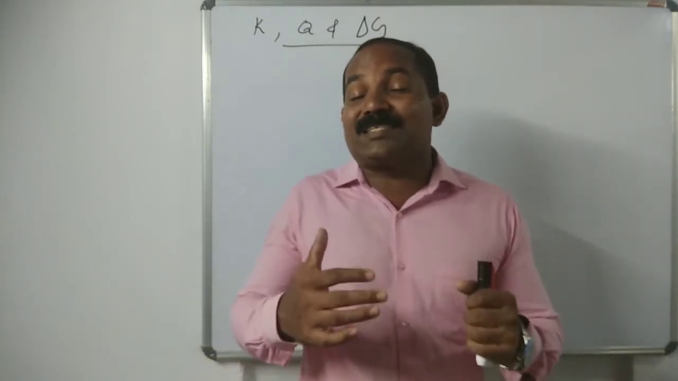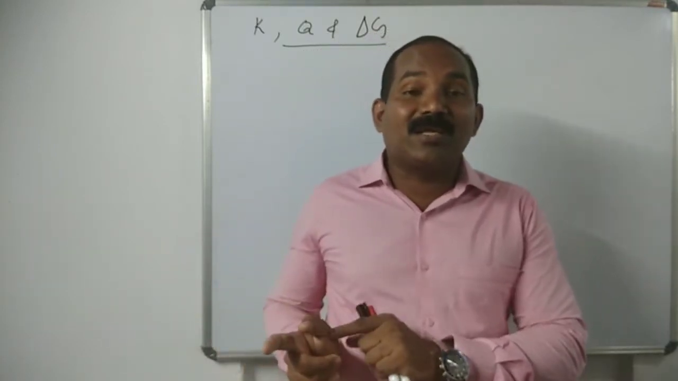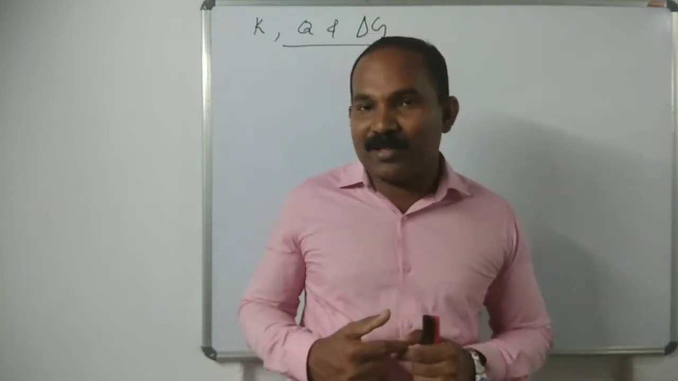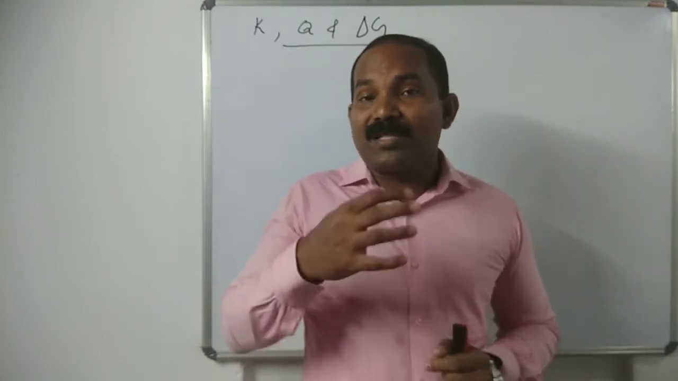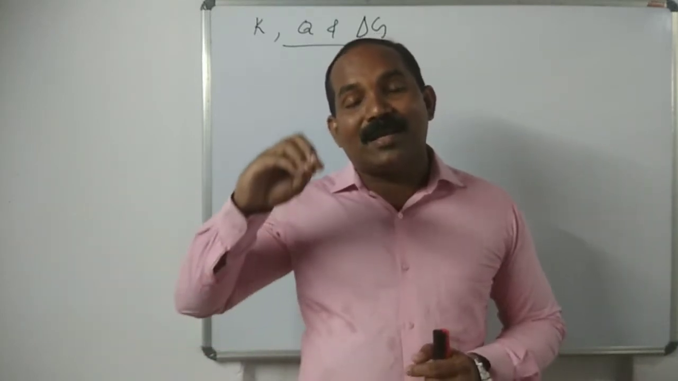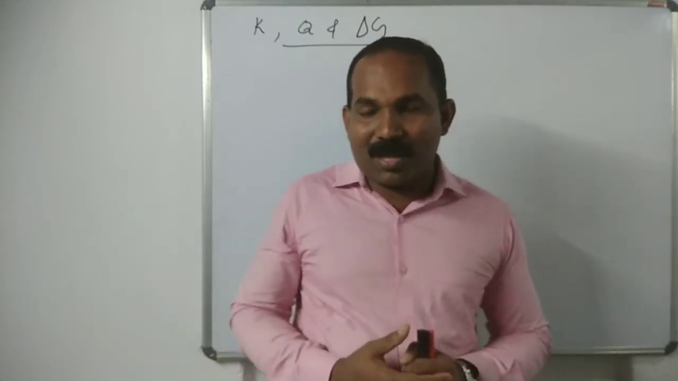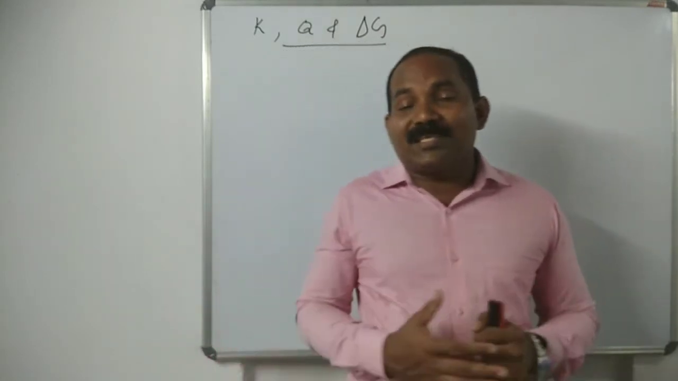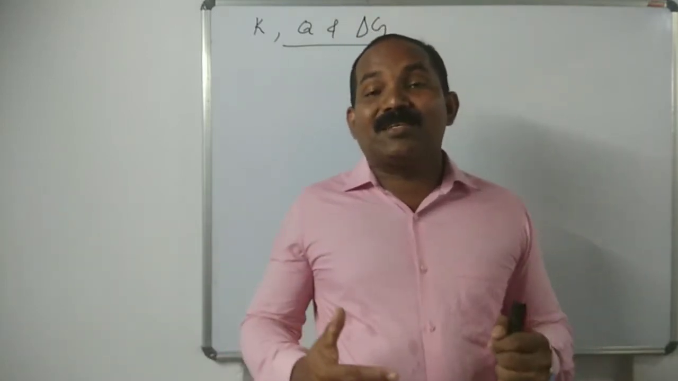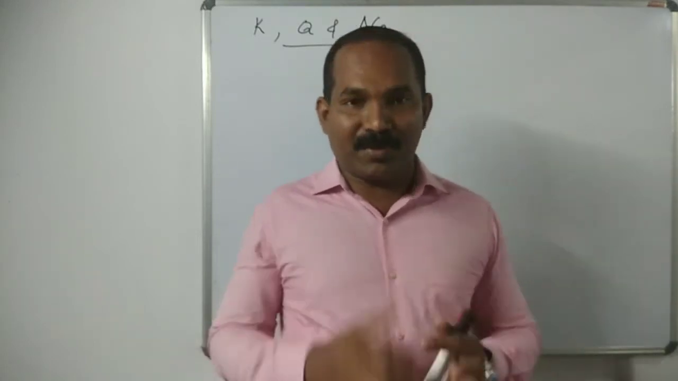And if delta G is positive, the reaction is non-spontaneous in the forward direction, that is, reactants giving products is non-spontaneous, but it is spontaneous in the reverse direction, that is the backward direction. You remember that. And if delta G is equal to 0, the reaction has reached equilibrium.